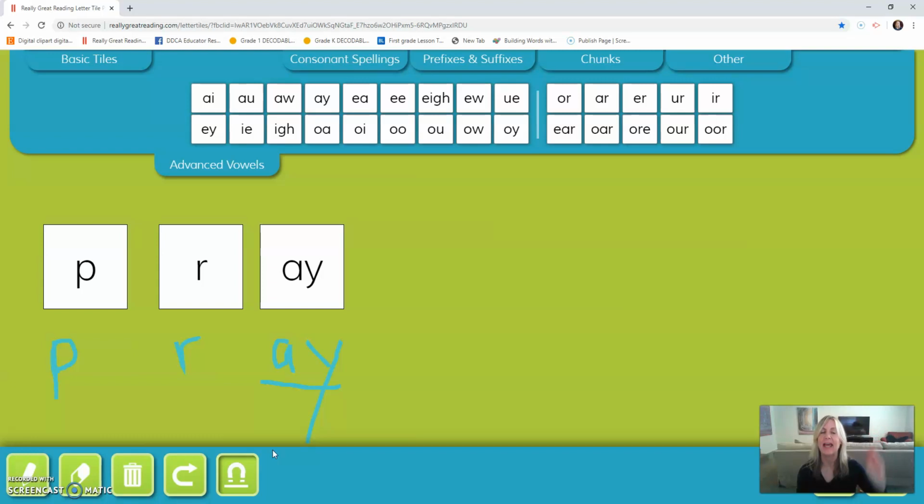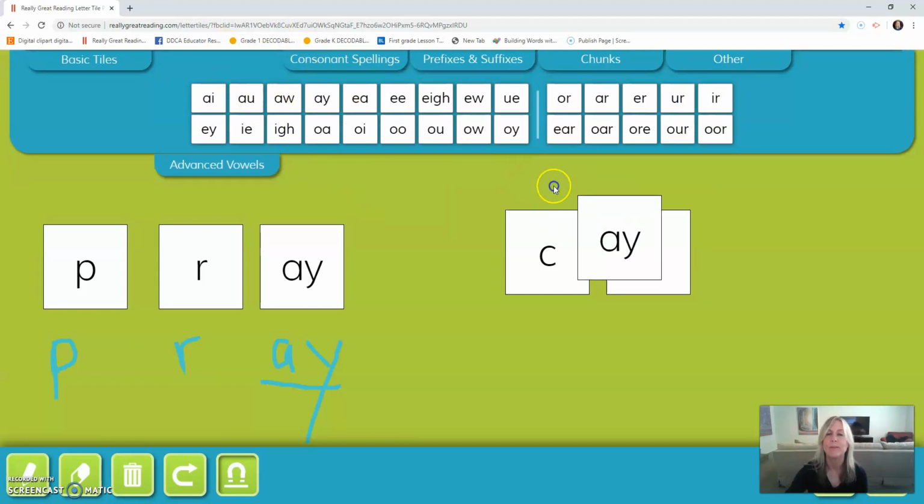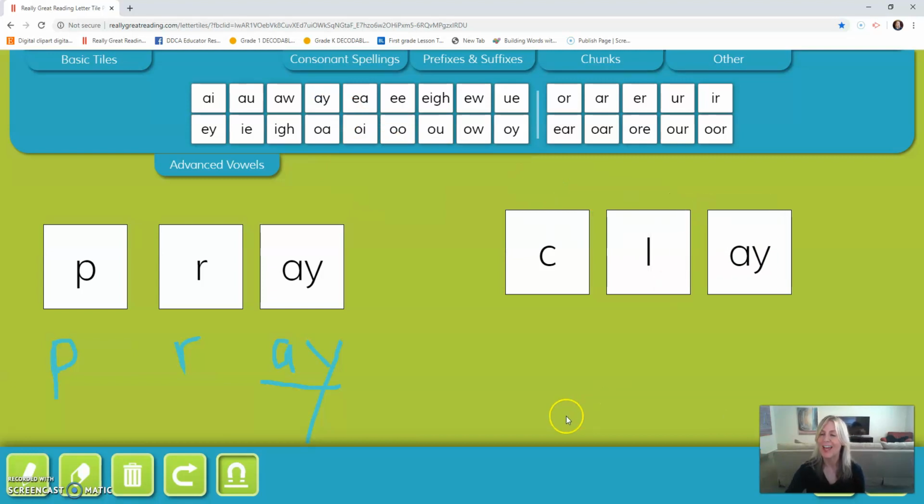K-L-A, clay. Let's build it. K is the canoe card. K-L-A, and I'm going to go back to my advanced vowels. I'm going to pull that tile down. Clay. Let's write it. K-L-A, clay. You go ahead and write it on your paper, boys and girls.